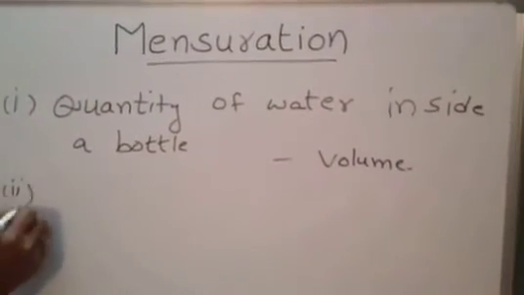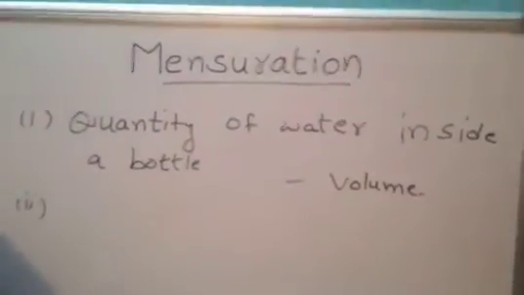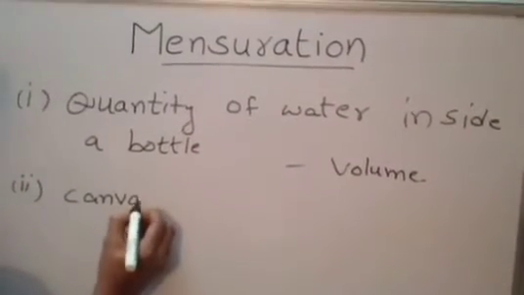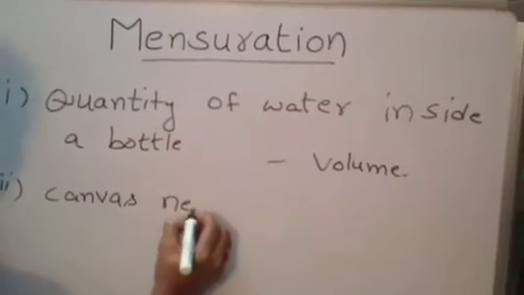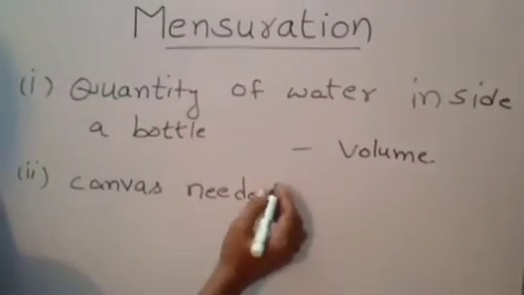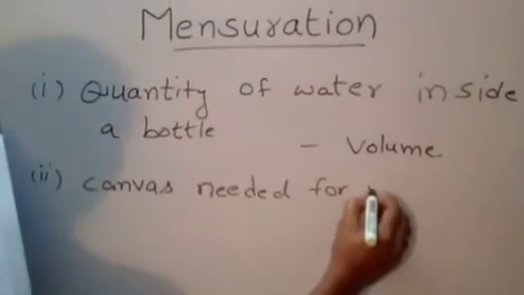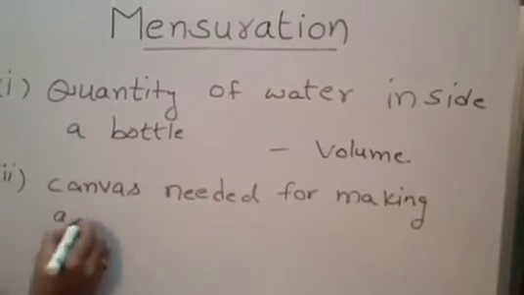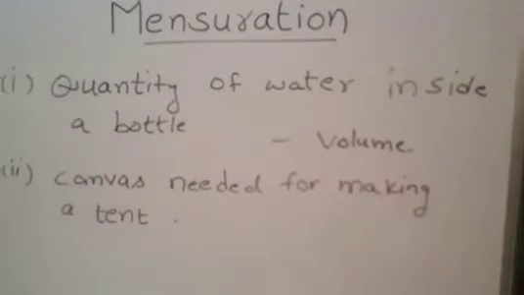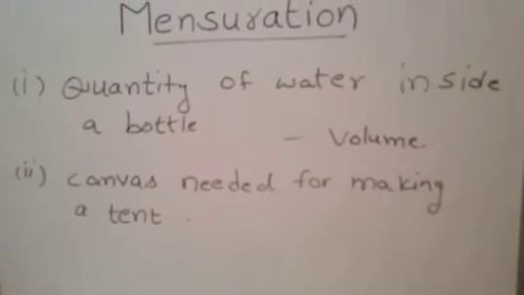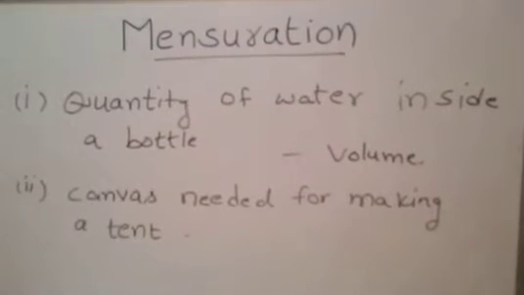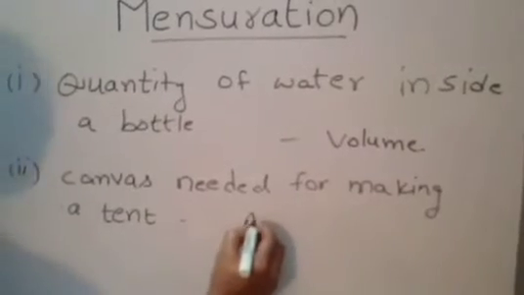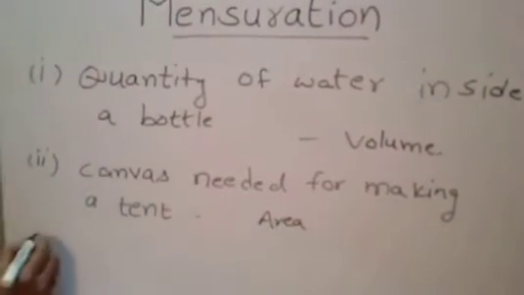And second one. Canvas needed for making a tent. How much canvas is needed to make a tent? The canvas taken, its length and breadth, is called the area of the tent. That is area.